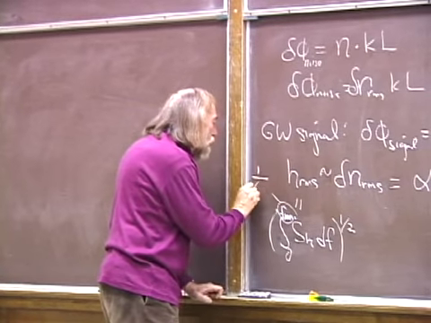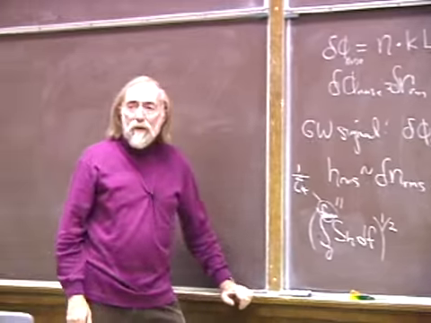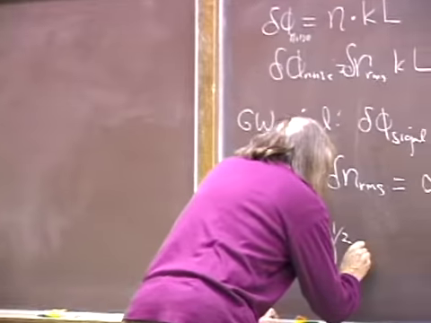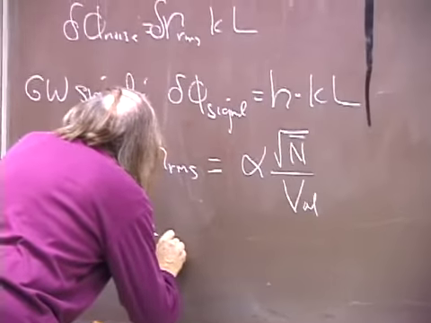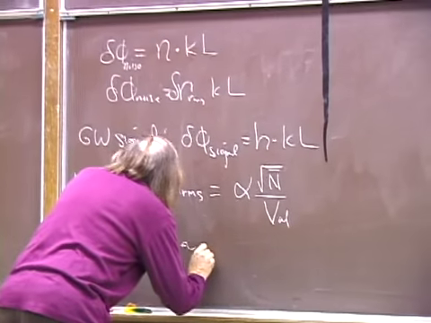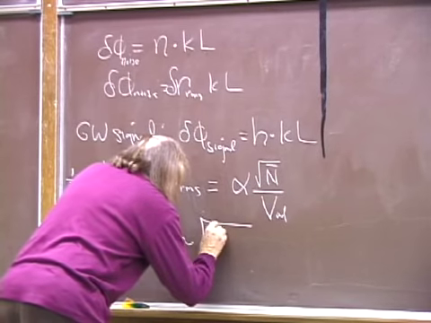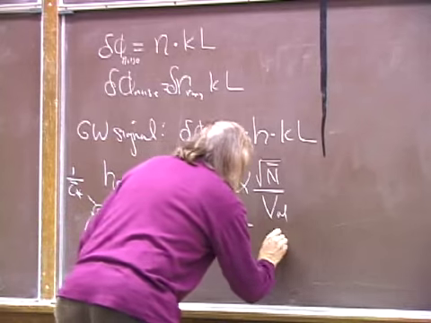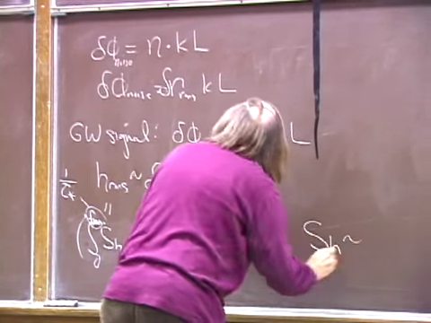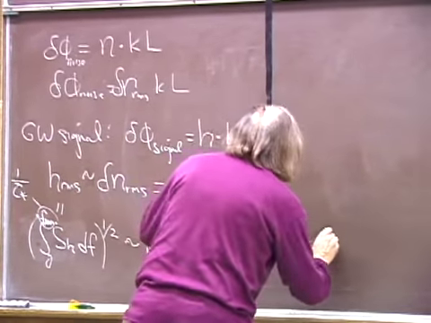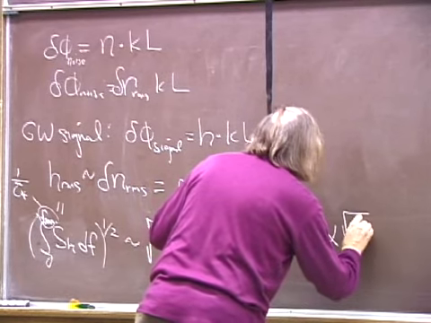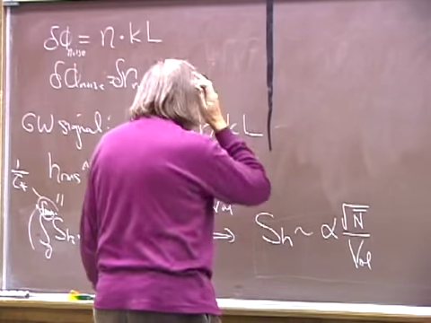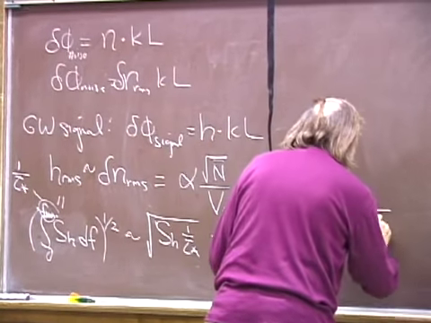That's 1 over tau star, the duration of time that the molecule spends in the beam. And so that tells us that h RMS is approximately the square root of S sub h times 1 over tau star, where that tells us that S sub h is approximately this h RMS, which is alpha square root of n bar over the volume of the beam, times the square root of tau star.